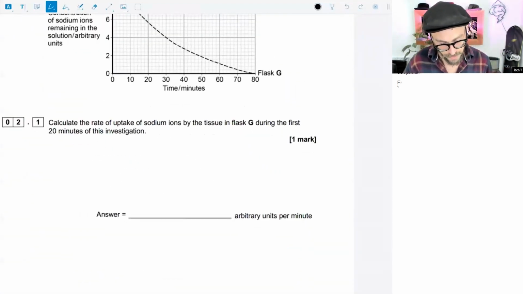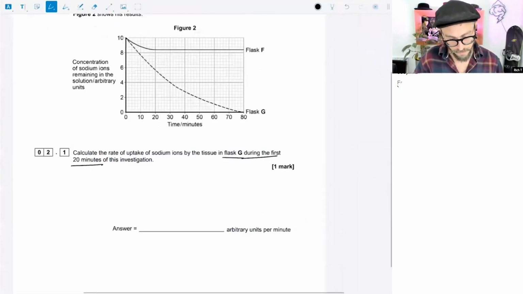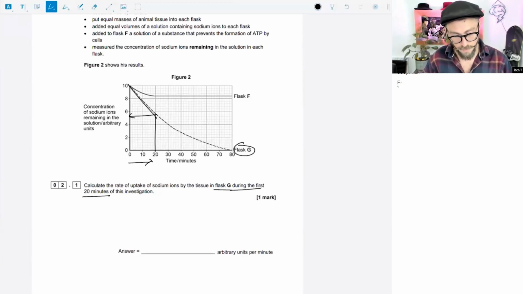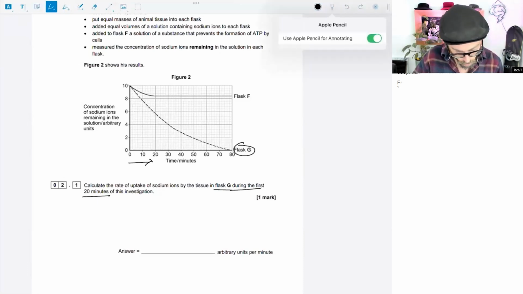Okay, let's just look at this. Calculate the rate of reaction in flask G during the first 20 minutes. Okay, so flask G, 0 to 20, I'm doing this. So I'm looking for the rate from 10 down to there. So again, we're just looking for those words. In this case, that's during.